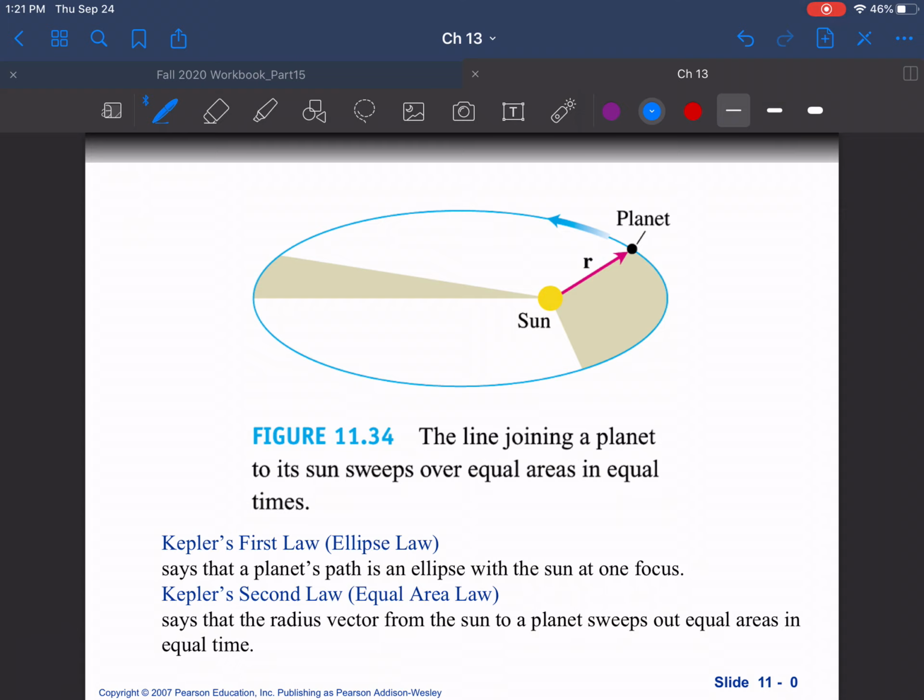Here we have Kepler's laws. The first law states that a planet follows a path around the sun, and it's an elliptical path, and the sun is at one focus.